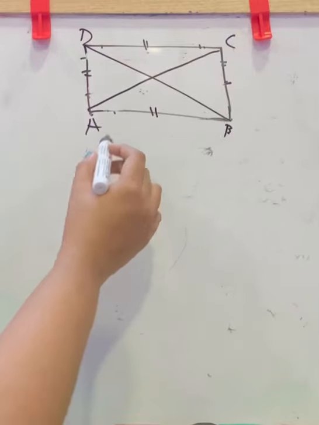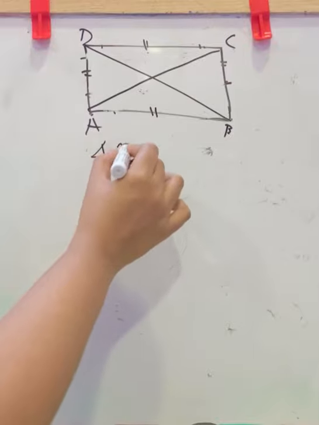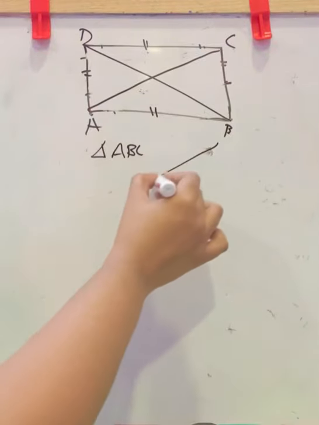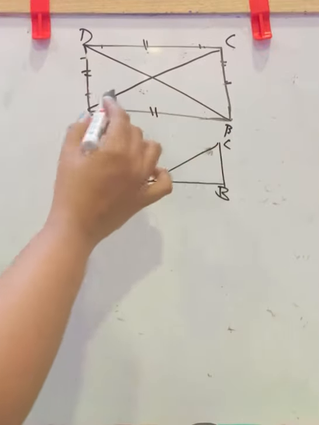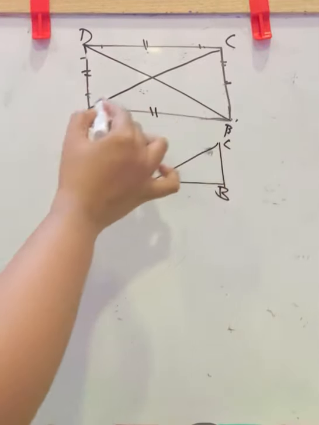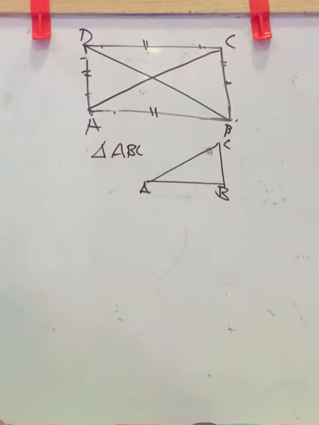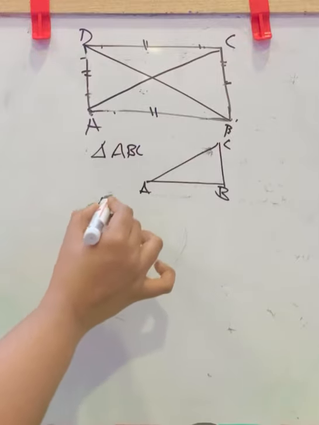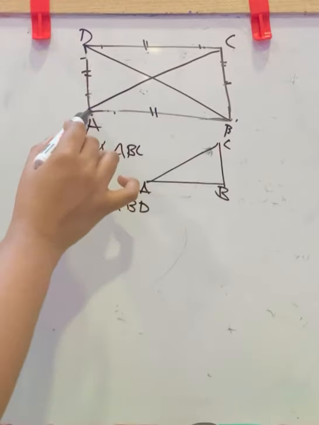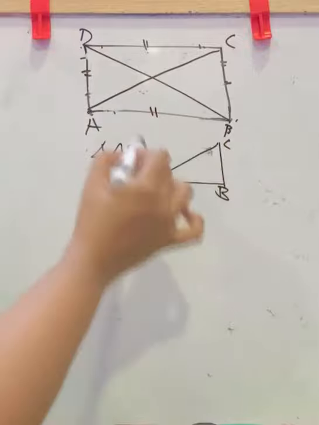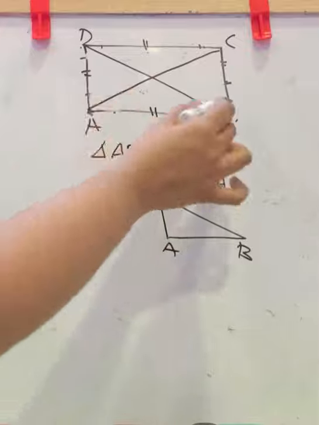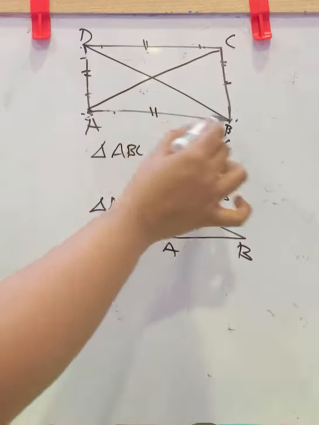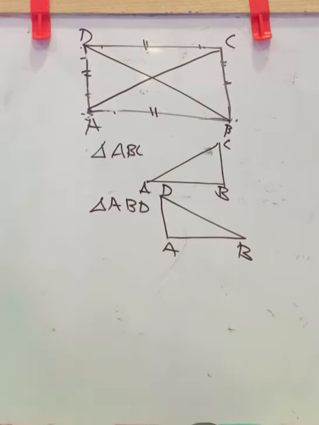That is triangle ABC. ABC is like this. Can you see ABC? This triangle. Now we are considering the other triangle ABD. How is that triangle? ABD, like this. Okay. This is ABC and this is ABD. We will prove the congruency.